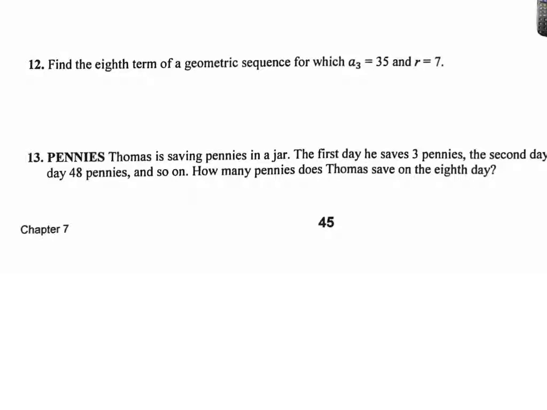Now, we know that a geometric sequence has a sub n equals a sub 1 times r to the n minus 1 power. But do they give us a list? No. They do not. They don't even give us an a sub 1, and we need an a sub 1. But they give us a sub 3, and the common ratio 7. Okay, so there's many ways of approaching this.